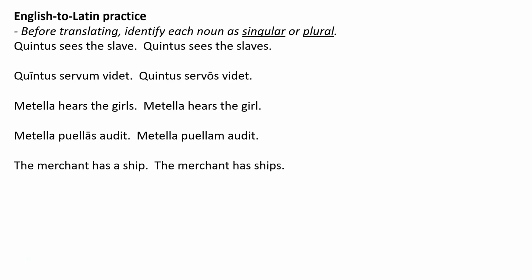The merchant has a ship, the merchant has ships. So ship is singular, ships is plural. Pause the video. So, mercator navem habet, navem being accusative singular, mercator naves habet, naves being accusative plural. If you're not sure which declension a noun belongs to and which set of endings it's going to follow, make sure you take a look at the topic of declension, and especially the term 4 booklet, pages 3 and 4, which takes you through the accusative plural.